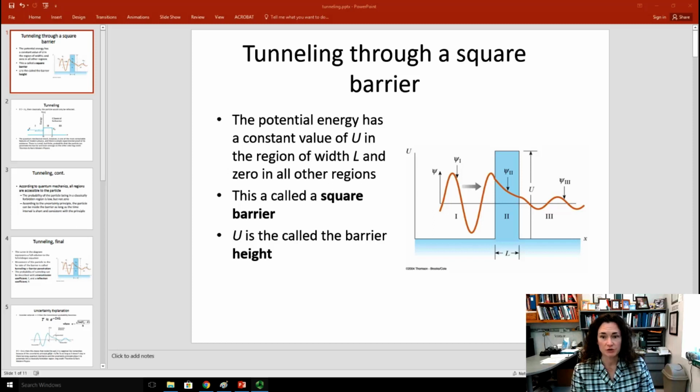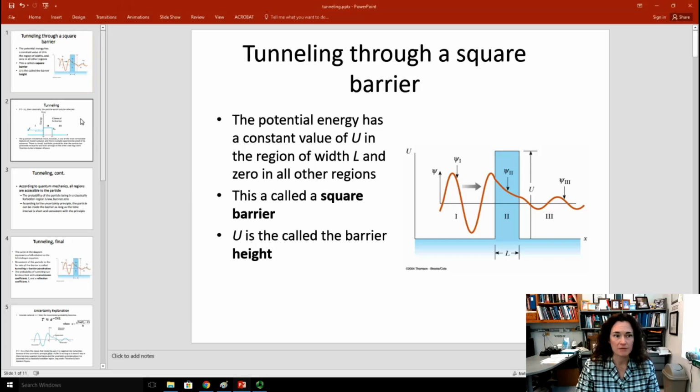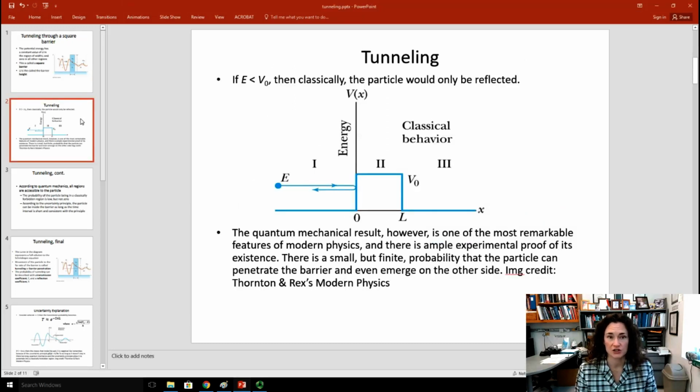And we're also dealing with a quantum particle that has less energy than the energy of the potential barrier. So this is called a square barrier solution, and whatever constant that barrier height is, that's our barrier height, okay? Now let's discuss what would happen classically for this situation. If you have some barrier height V naught, and the energy of the particle is less than V naught, then classically the particle would only be reflected.